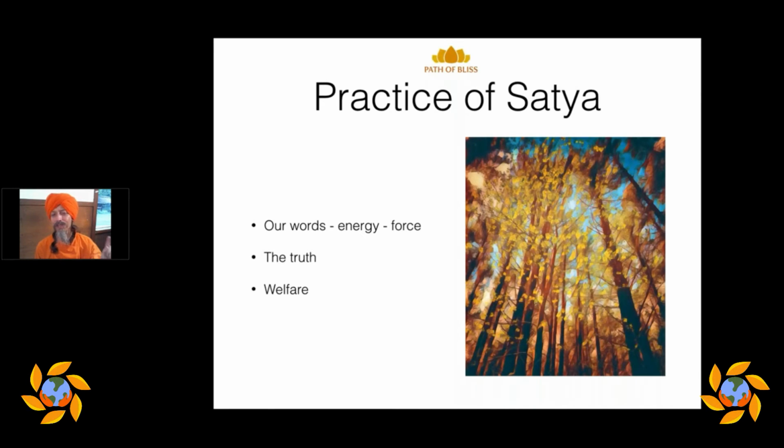So that point number 1 has 5 sub-points. So ahimsa is 1, Satya is the next one. What is this Satya? Satya is the benevolent use of words.